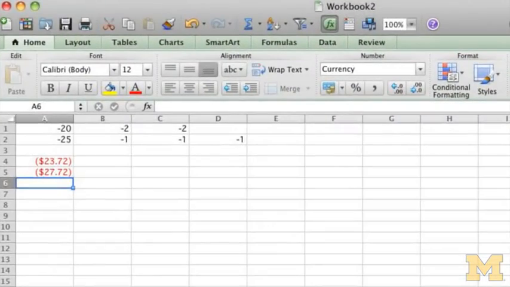Okay, so let's do this. I have already done it. If you stare at the first row, you have minus 20, minus 2, minus 2, minus 25, minus 1, minus 1, minus 1 is in row 2. So what is 23.72? If you notice, and now you are cool, you can do all this stuff, you have done a lot of practice, so I'm not going to go through the steps. You notice that the PV of the first machine is 23.72, PV of the second machine is 27.72. And remember, these are costs.